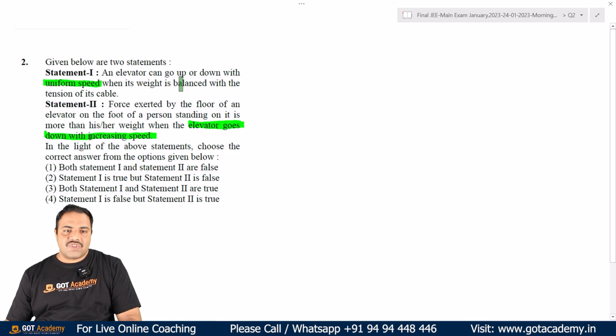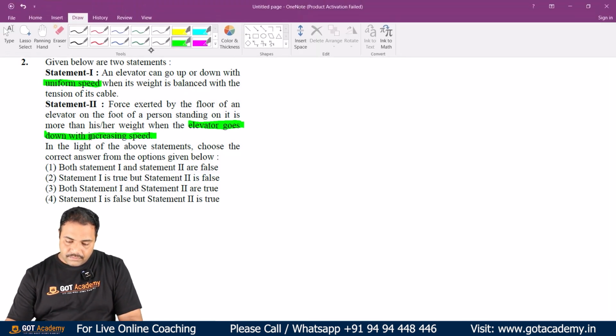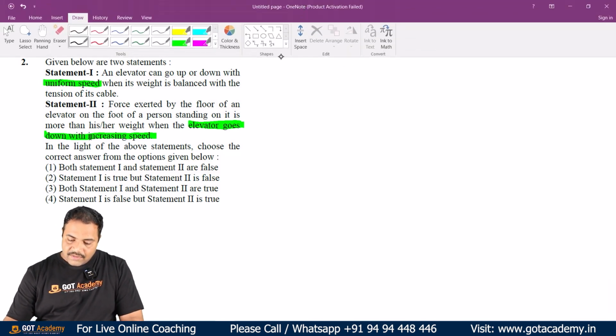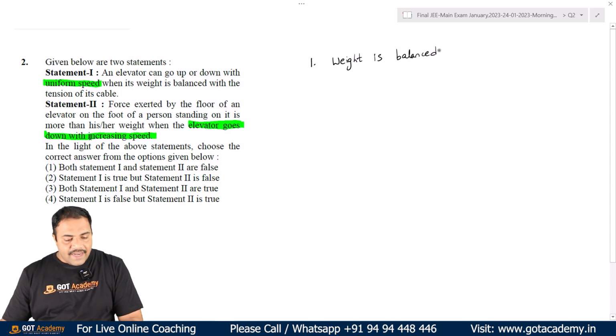Now look at the first statement. An elevator can go up or down with uniform speed when its weight is balanced with the tension of its cable. So, weight must be equal to tension of its cable. So, what I say is that normal reaction N, when the weight is balanced, I have to underline this. Statement 1. Weight is balanced.